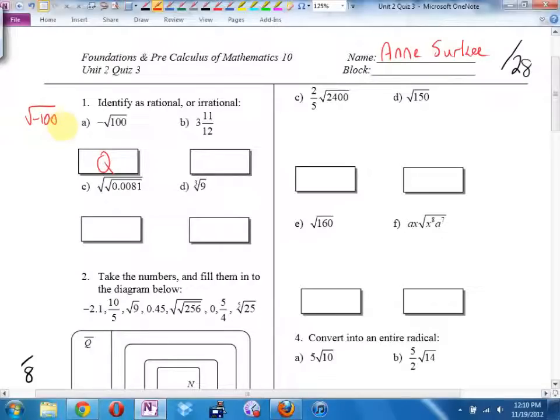I'm not going to give you one like this on the test, and I don't think they'll give you one like this on the provincial. You can't take the square root of a negative. Your calculator gives you an error. This is neither rational nor irrational. In fact, this is not a real number. It's an imaginary number. A complex number is the fancy-schmancy term.